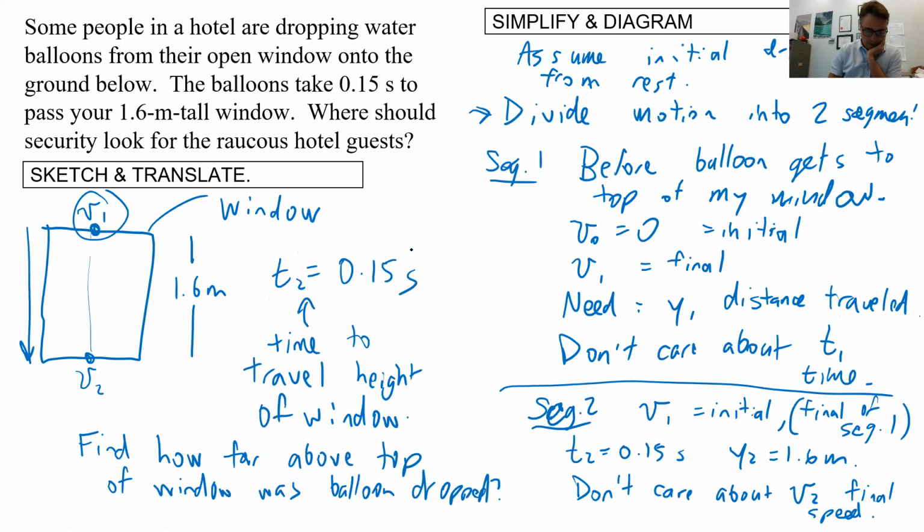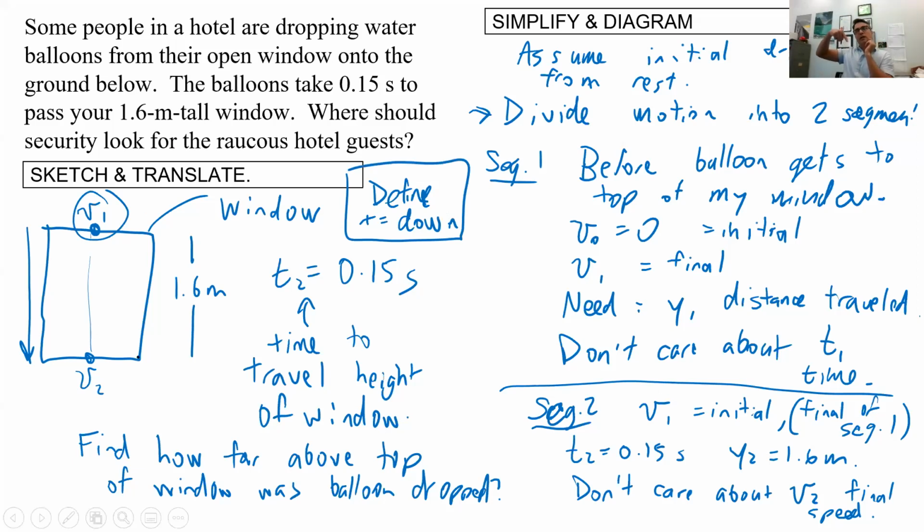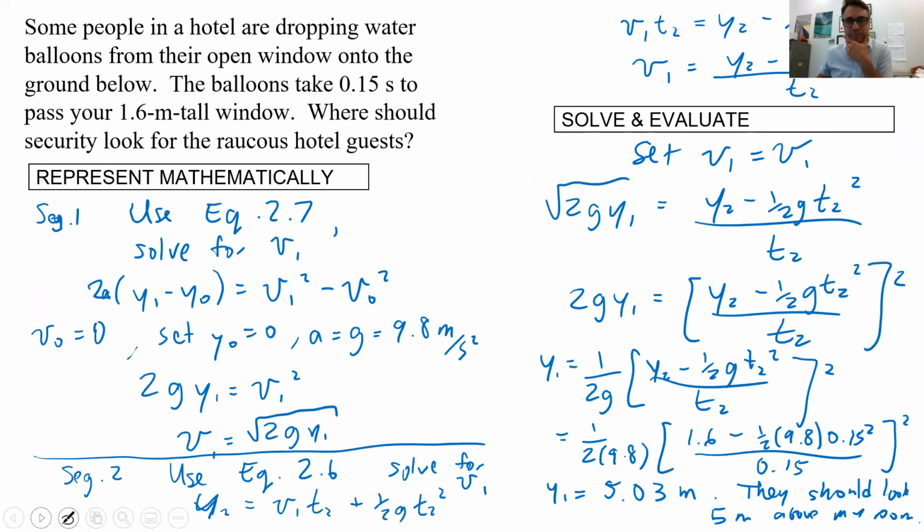In my sketch and translate, I should have mentioned this: I defined plus equals down. This is an old trick. All the motion is going in the downward direction, so I've set the acceleration as positive 9.8, and all of my plus variables are in the down direction. It's just speeding up. Sorry about that. While we're here, let's run a little poll.